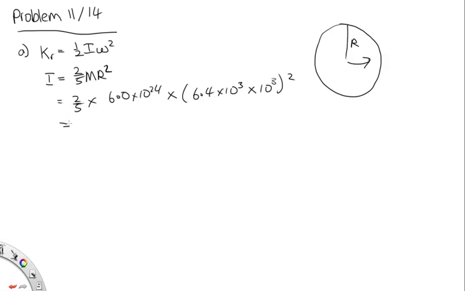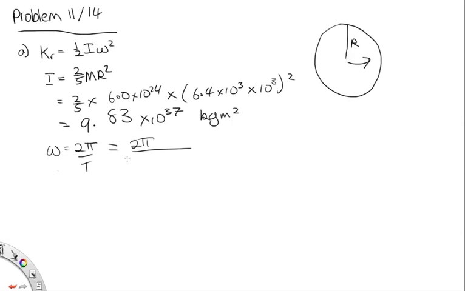Okay, so solving this on the calculator, we get 9.83 times 10 to the 37 is the moment of inertia. So what's that? Kilogram meters squared. Okay, so we've calculated the moment of inertia. Now we need to calculate omega. So omega is equal to 2 pi on T. T is the period of rotation of the Earth, so that's 2 pi. We need it in seconds, so it's 24 hours times 60 minutes times 60 seconds. Solving this on the calculator, we end up with 7.27 times 10 to the minus 5 radians per second.